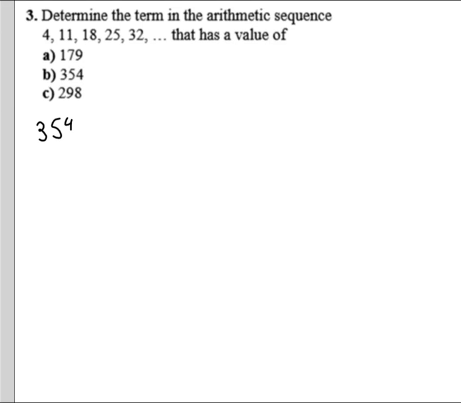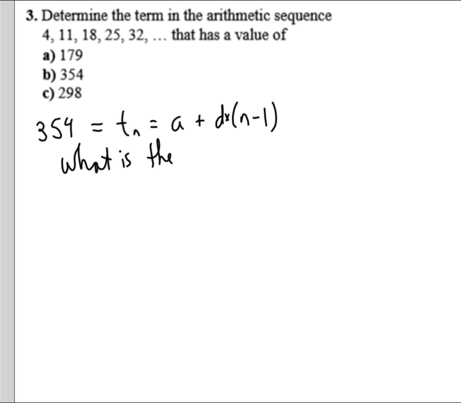So we're assuming that 354 is in the sequence, which means we can model it after the general term pattern, which is that it's the sum of the first term plus a certain number of common differences, and the certain number is one less than the term number. So what we're really wanting to find is, what is the term number that corresponds to 354? Where is its location or position in the sequence?